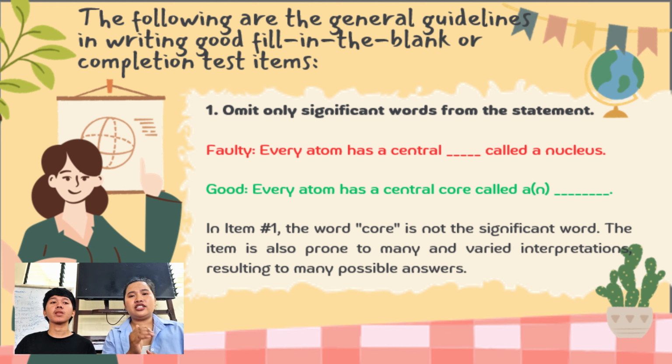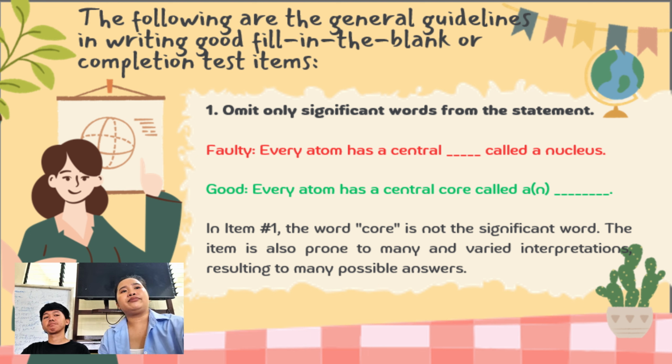So in the first item, the faulty item, the word core, which is the answer to that blank, is not the significant word. And it's prone to many and varied interpretations, resulting to many possible answers. So that's what we're going to avoid. Okay? So that's number one.